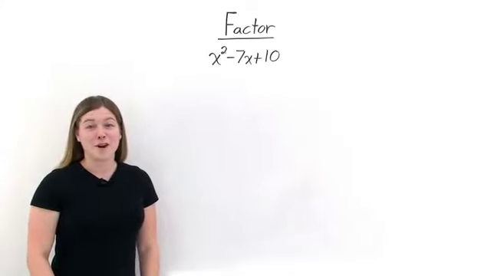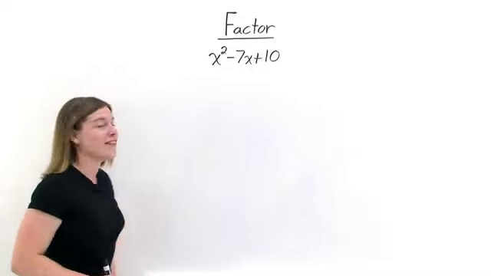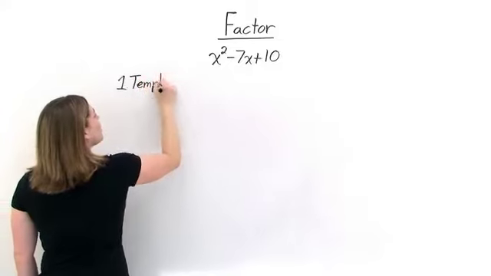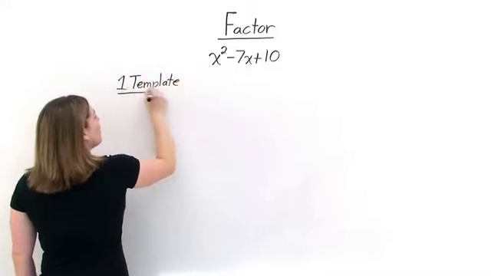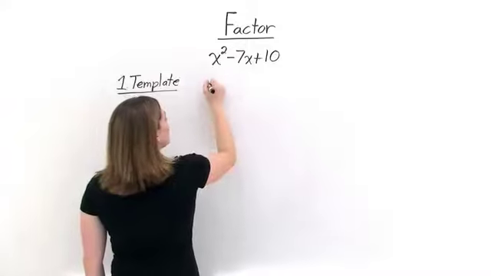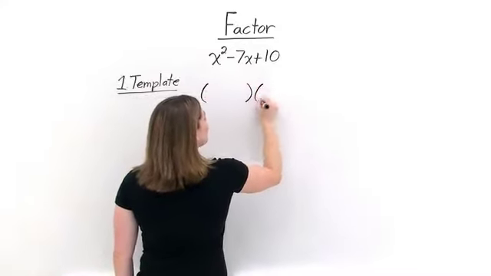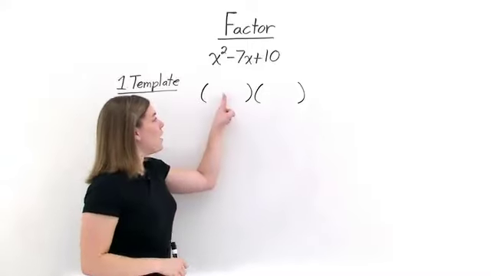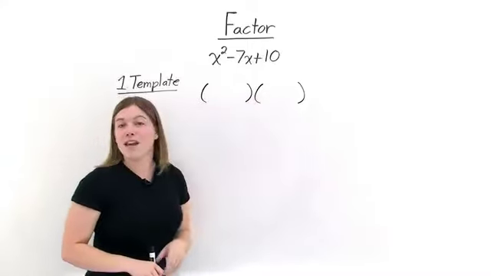Let's factor this polynomial into the product of two binomials. To factor a polynomial like this one, we first want to determine the template we're going to use. And since we're trying to factor this polynomial into the product of two binomials, our answer will look something like this. Now let's see if we can find the signs that are going to be in each one of our binomials.